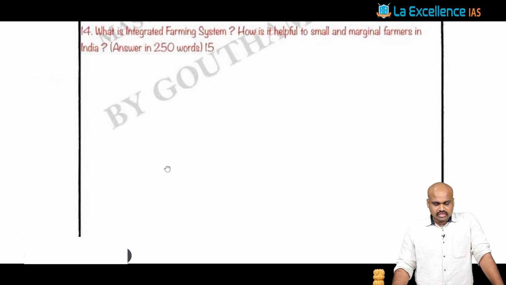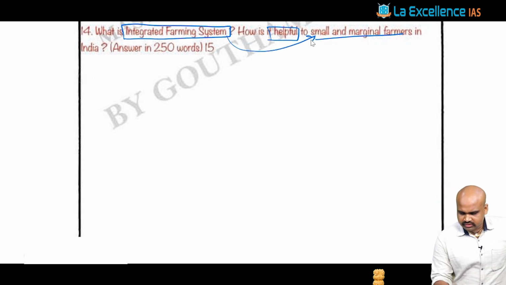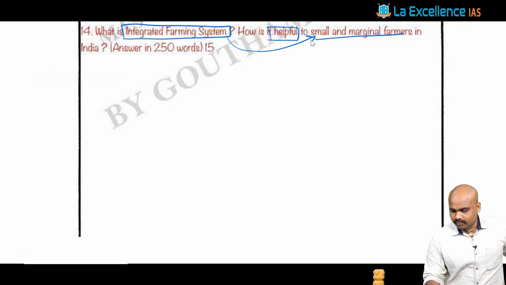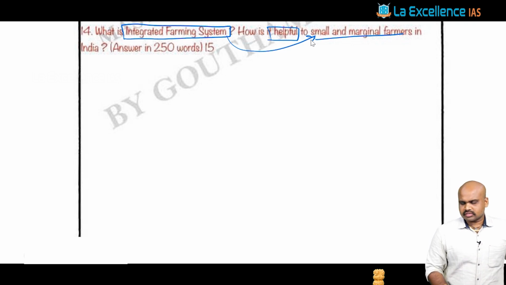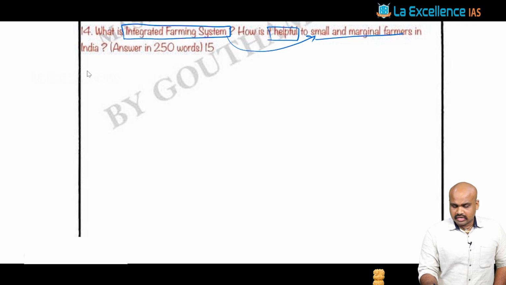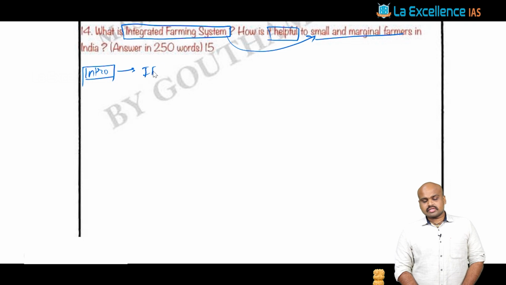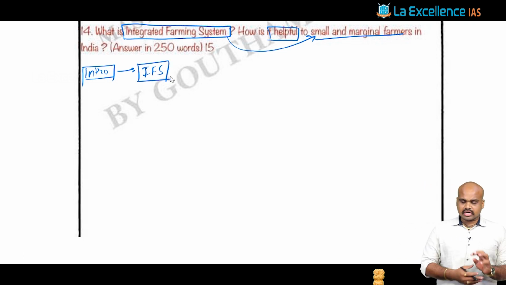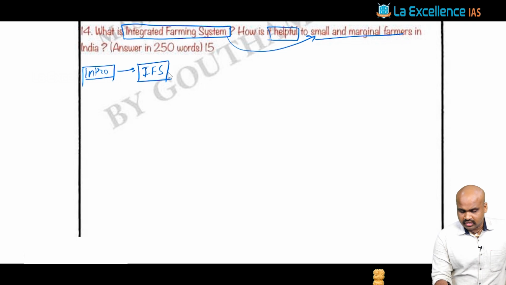Moving on to the next question and the explanation. That is the 14th question. Now when you talk about this 14th question, it is asking what is the integrated farming system, and how is it helpful to small and marginal farmers. So it is talking about the integrated farming system vis-a-vis small and marginal farmers. And the introduction is again straightforward in this particular question.